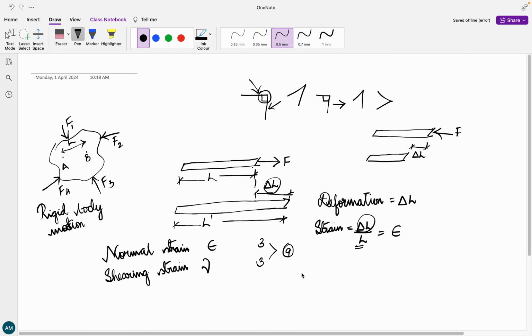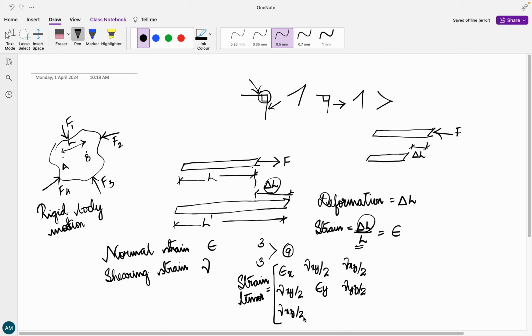We have a strain tensor that is going to be generated. This strain tensor can be written in the form of a matrix as epsilon x, gamma xy by 2, gamma xz by 2; gamma xy by 2, epsilon y, and gamma yz by 2; gamma xz by 2, gamma yz by 2, and epsilon z.